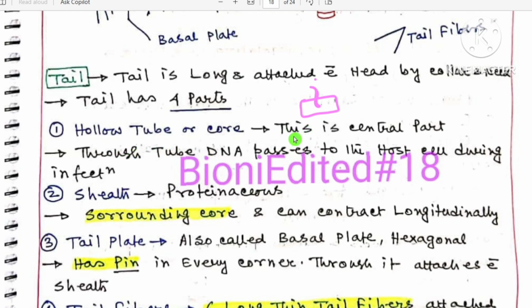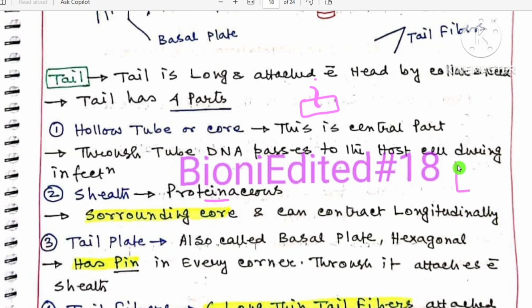Because the tail is a hollow portion, this is the central part, and through the tube the DNA passes to the host cell during infection. Outside of this hollow core there is a sheath, and the sheath is also made up of protein. This is proteinaceous, surrounds the core, and can contract longitudinally.